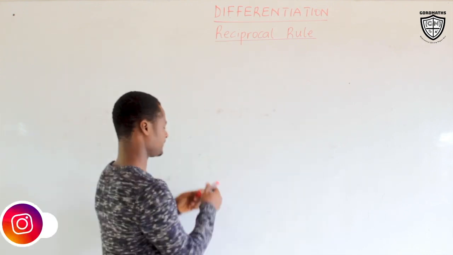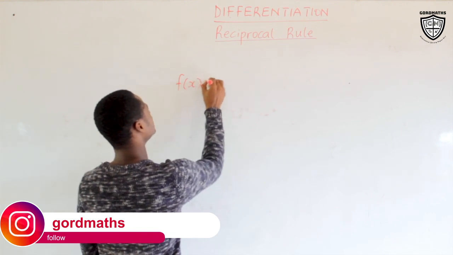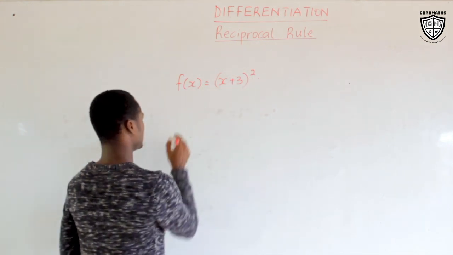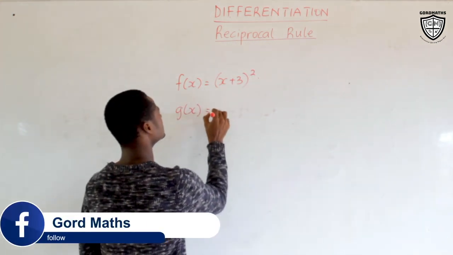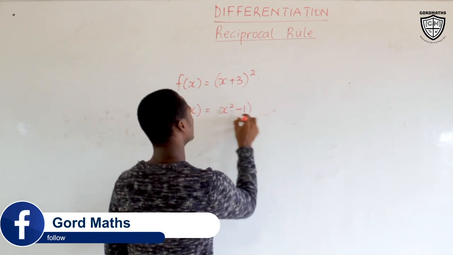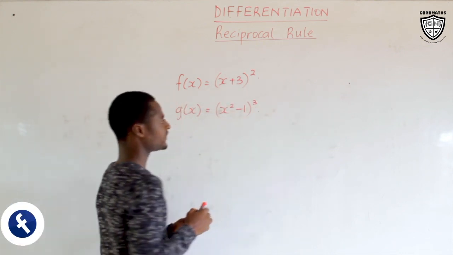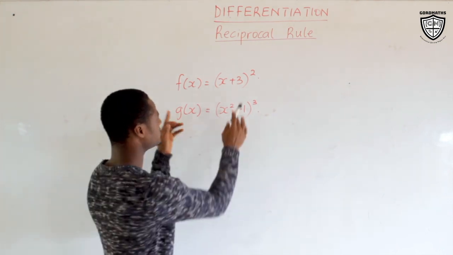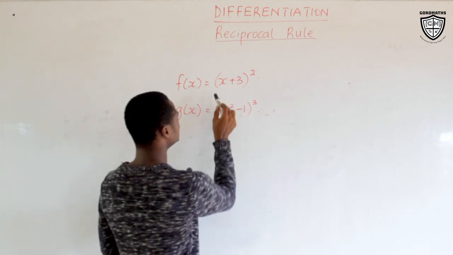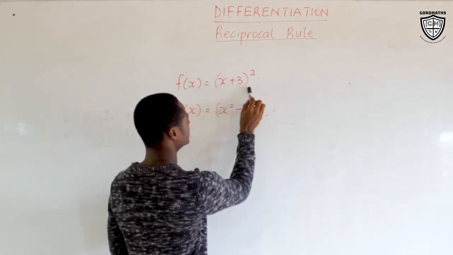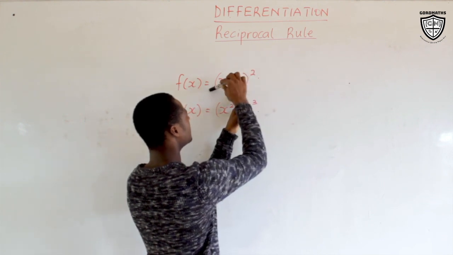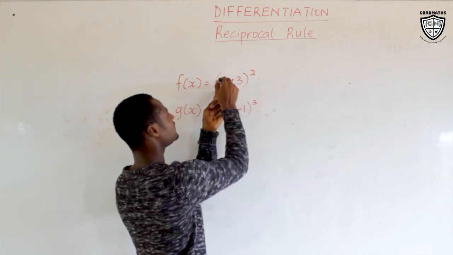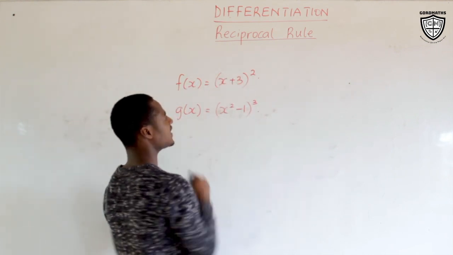Consider the function f of x is equal to x plus 3 exponent 2, and a function g of x is equal to x squared minus 1 exponent 3. How do we differentiate such functions? Now, in finding the derivative of these functions, we first differentiate the entire function, which means we multiply the power by the whole function and subtract 1 from the power. And then we differentiate each of the terms inside the bracket.